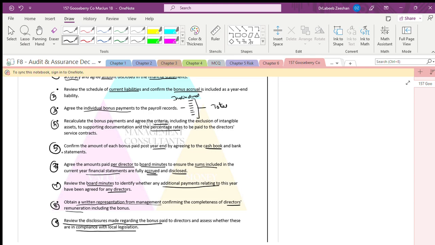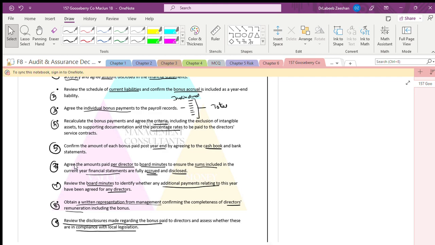Now you can see the structure of all three substantive procedures. All three substantive procedures are in line with the same flow. Okay? Any doubts, anything is there? Just put it in the comment section.